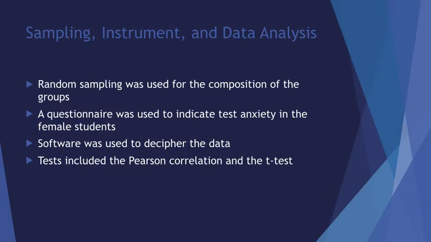For the research, random sampling was used to create the composition of the groups. It was based on the classes that the girls were already registered for. A questionnaire was used to indicate whether or not students had testing anxiety, and they used software to decipher that data, and they also included the Pearson correlation test and the t-test in their research.